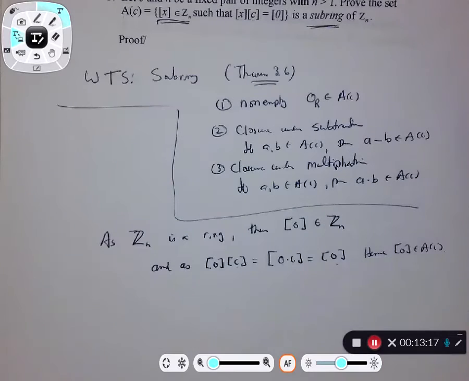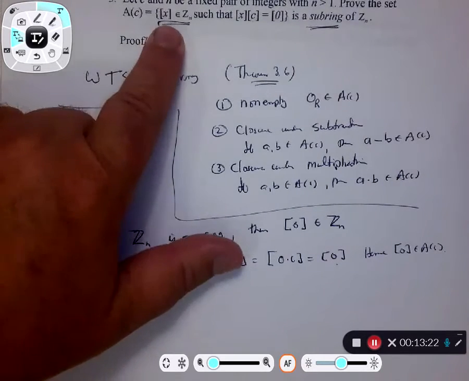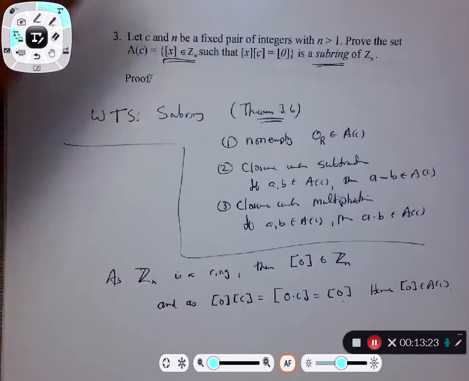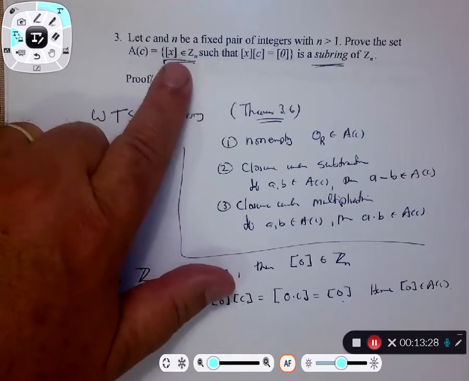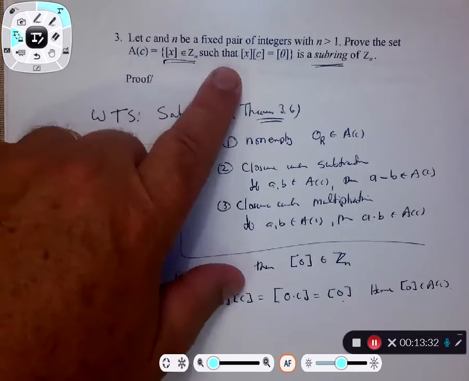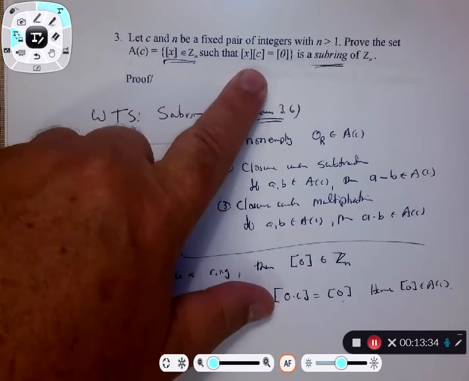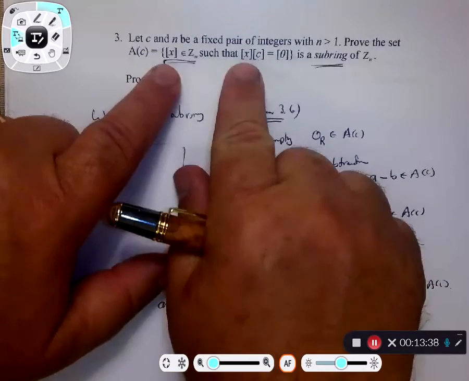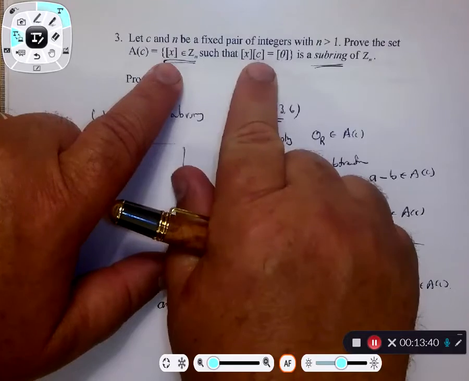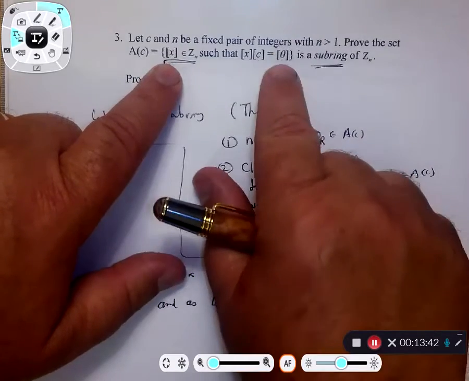You're done. Now, how did I show that? Look at that set notation. This is key right here. You have to be able to read this set notation. This is where you come from: you're an equivalence class in Zn. And you have to show me that you have this property: when I multiply U times C, whatever letter you're playing with here, you should get the 0 equivalence class.